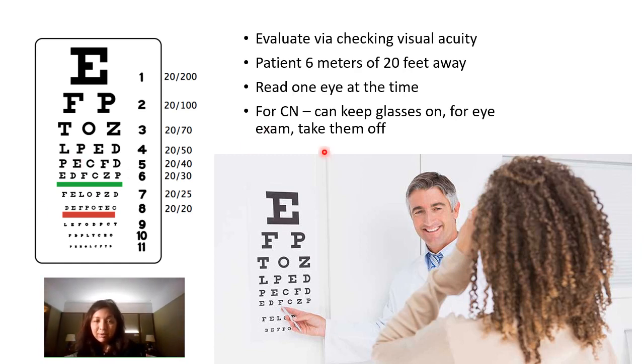And I just want to highlight that for cranial nerve 2, you are evaluating function of the optic nerve. You're not evaluating refractive function of the eye. So for this, you can let your patients keep the glasses on, as opposed to an eye examination where you are evaluating for all sorts of things, including a refractive error. In that case, you can take the glasses off.